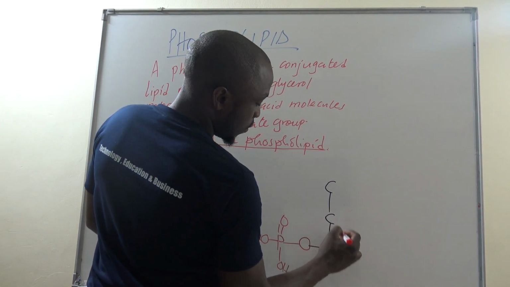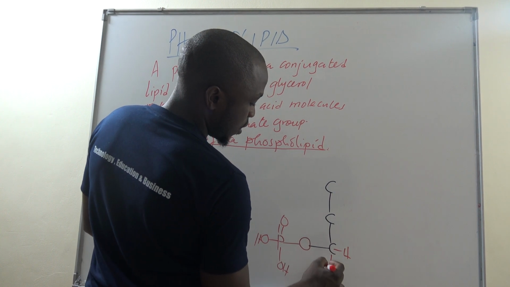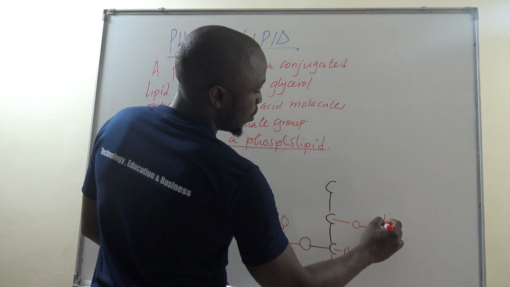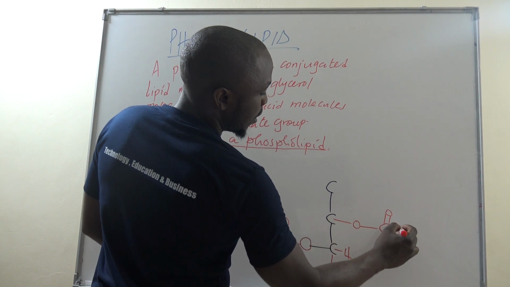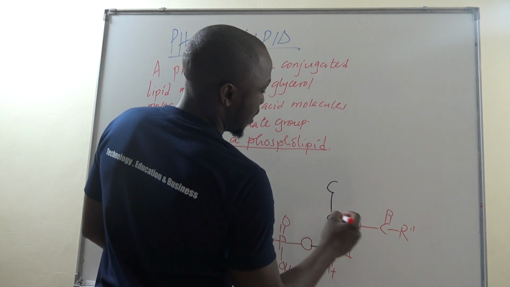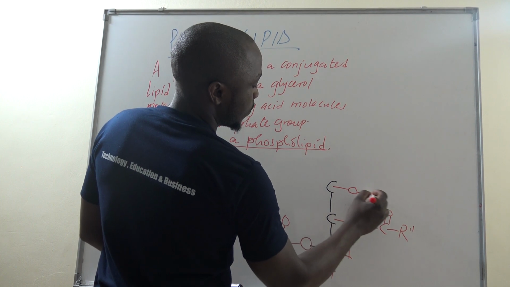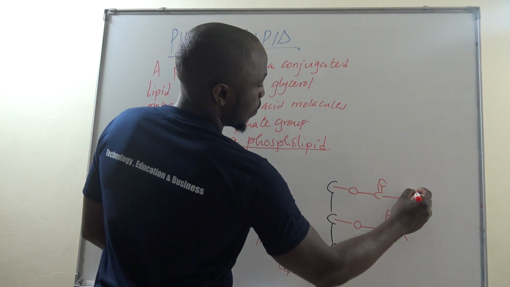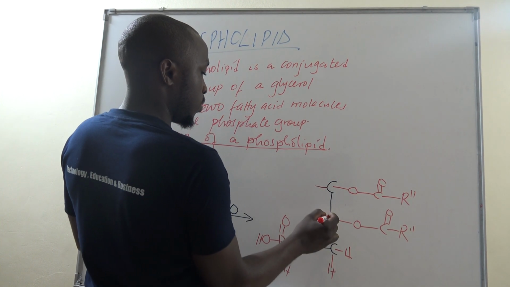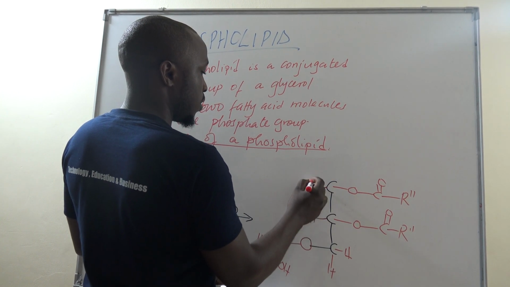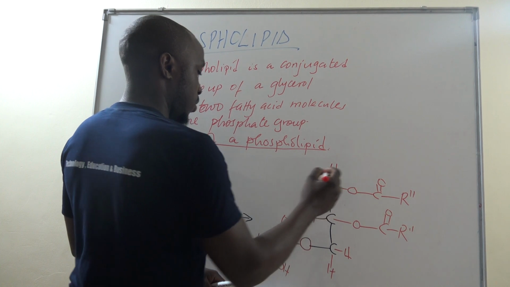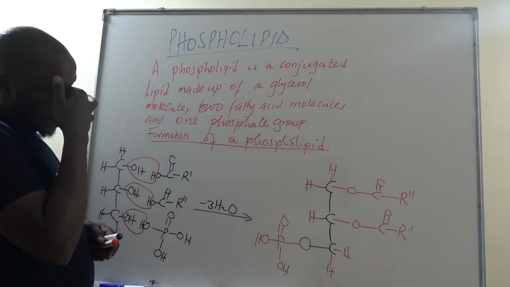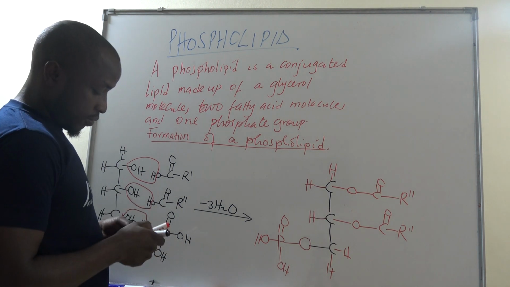Then, of course, hydrogen is there. This is hydrogen. Then the ester bonds between the fatty acids and the glycerol are there. So these are hydrogens. So that would be our phospholipid, how it would look.